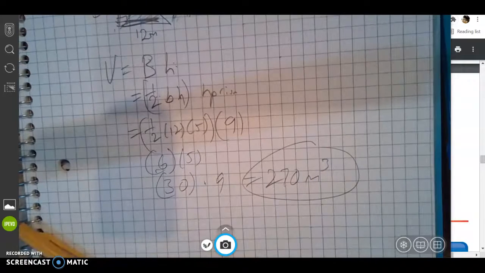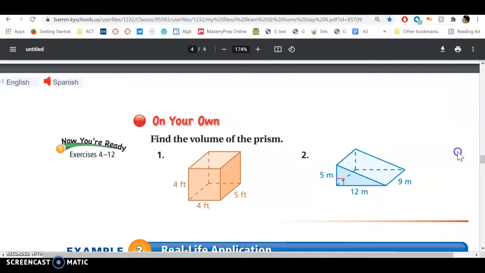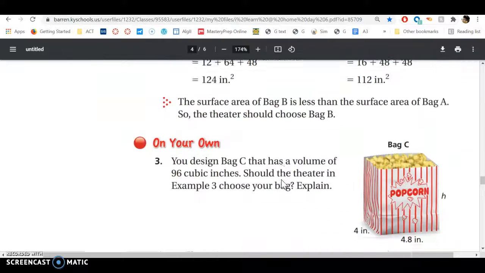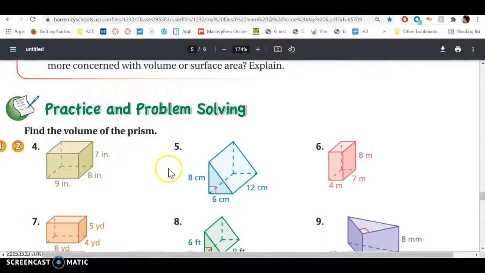Great job. 2 more. Let's practice. Do number 4 and 5. What is the volume of those 2 prisms? Go. All right, good work.